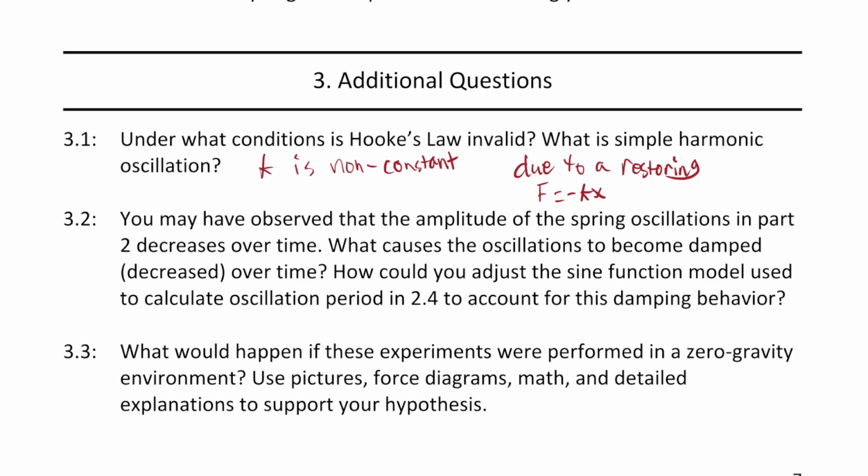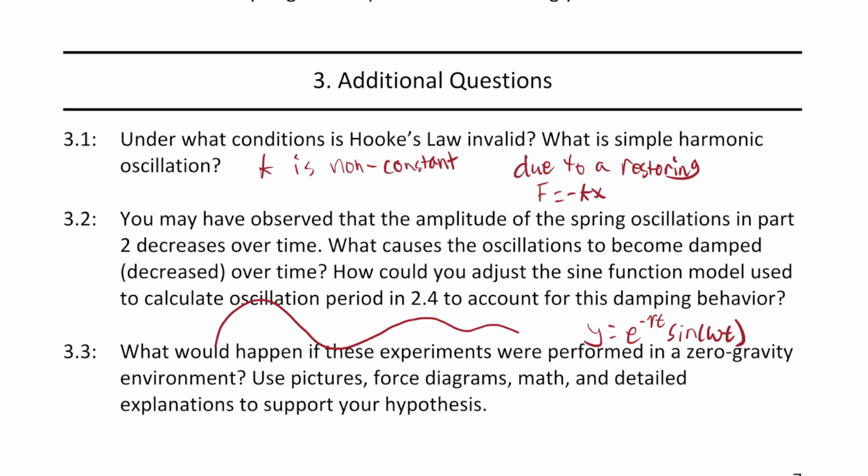Okay, and then in 3.2, you saw that the amplitude of the spring oscillations decreased over time. What that means is that it's going to decrease over time. And so we can actually model this as an exponential decay. So we can say that y is equal to e to the negative gamma t times sine of omega t. And so this e to the negative gamma t is our exponential decay.